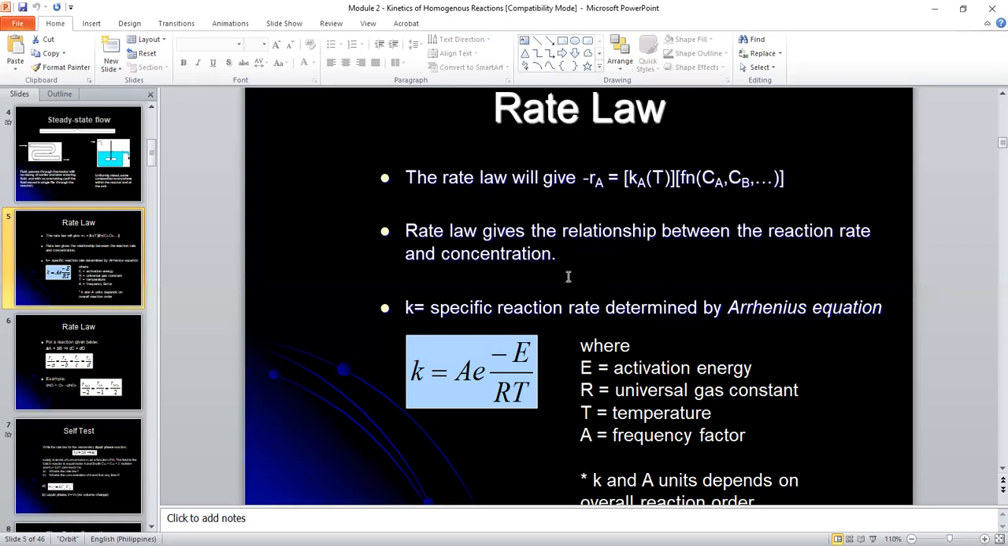So this rate law gives the relationship between the reaction rate and the concentration. As you can see here, the reaction rate based on species A is related to, or correlated to, the concentration of the species that appear here on the right side of your equation. Now, the k is the specific reaction rate as referred to in other textbooks, especially the old ones.